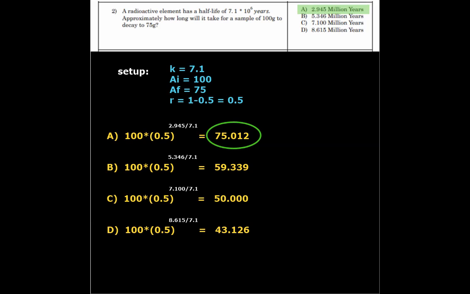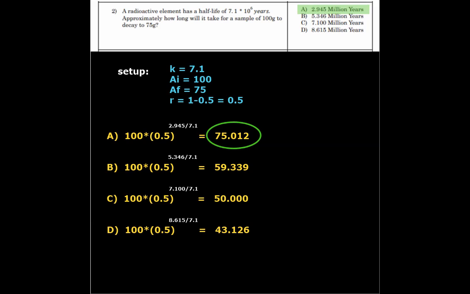Choice B was 5.346 million years. If you divide that exponent by 7.1, you'd get that we'd have 59.339 grams left. Choice C is the half-life. So if we do 100 times a half to the 7.1 divided by 7.1, we're really doing 100 times a half to the first power, which is why we have exactly 50 grams left. Because 7.1 million years is the half-life.